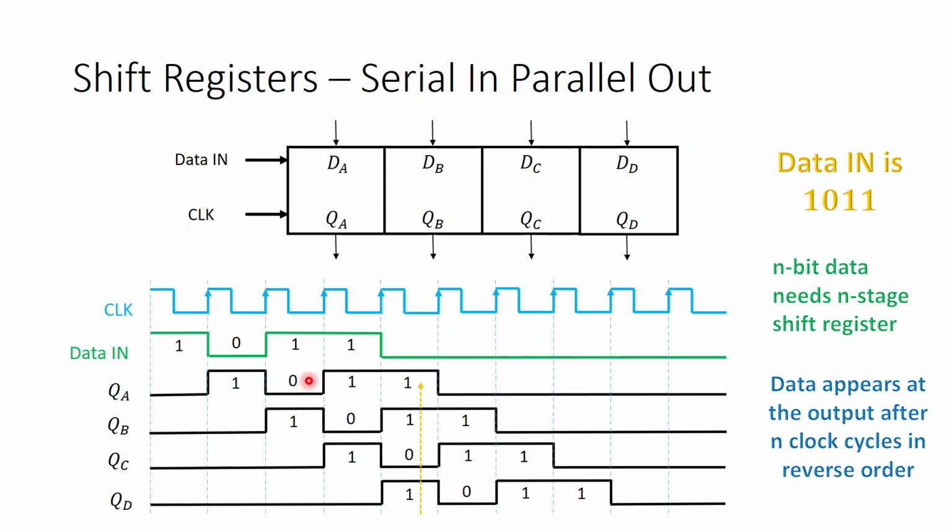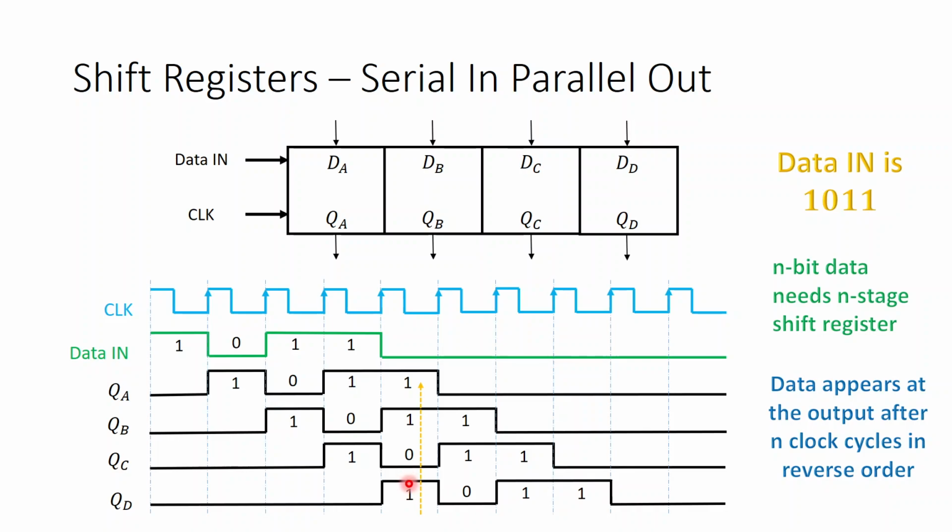At the third clock edge trigger, this QA 0 is coming to QB, the QB's 1 is coming to QC, and the DA was experiencing a 1 because this data was fed, so this one is coming here. And at the fourth clock cycle, again the new 1 at DA has come here, this QA one comes to QB, this 0 of QB comes to QC, this 1 of QC comes to QD.